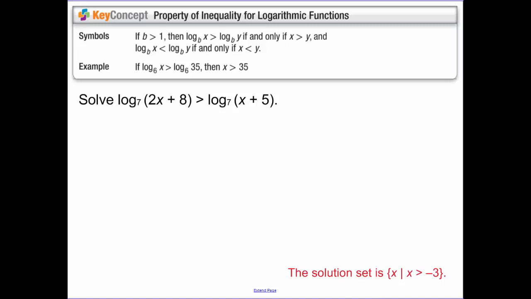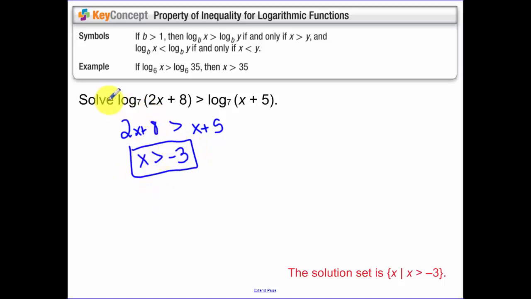Okay, the next one. Now, if you are looking at a log and you have the same base on both sides, you can just deal with the inside pieces. So since I'm greater than here, 2x plus 8 greater than x plus 5, if I subtract the x over, I get x greater than, I subtract the 8 over, negative 3. That's our answer. So what you can do is essentially ignore the logarithm pieces. Okay, and I had the answer sitting here for us. I think I made that as a little note to myself just to make sure we were doing it correctly.